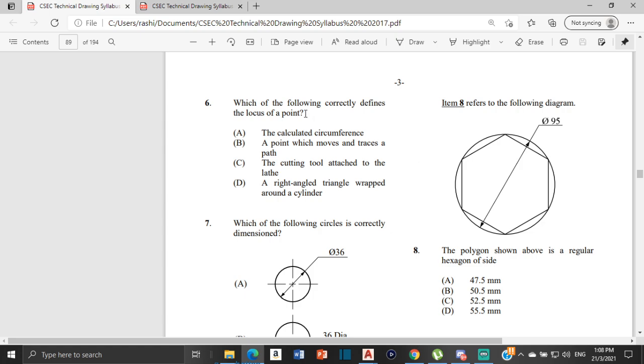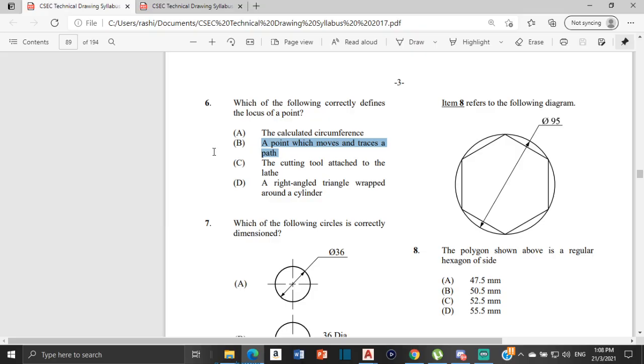Which of the following correctly defines the locus of a point? Is it the calculated circumference, a point which moves and traces a path, the cutting tool attached to the lathe, a right-angled triangle wrapped around a cylinder? The answer is B. A point which moves and traces a path.